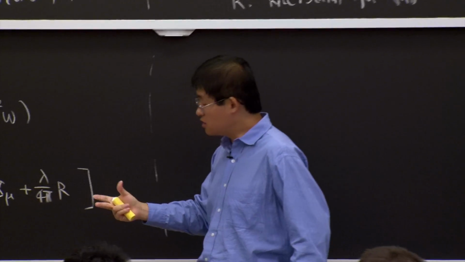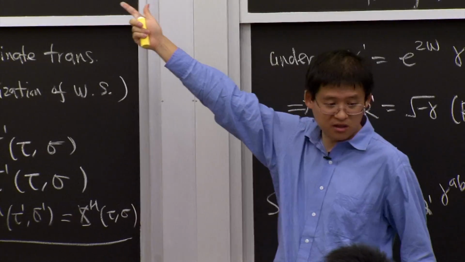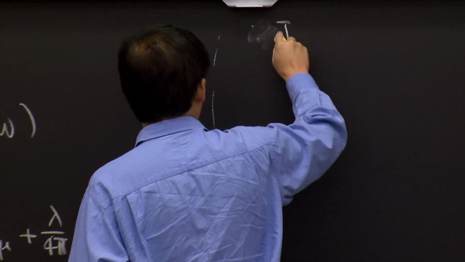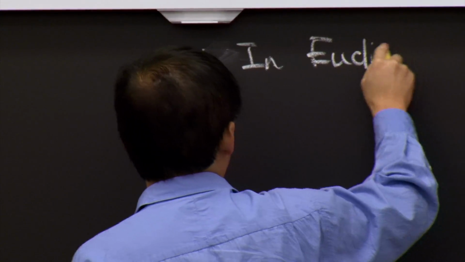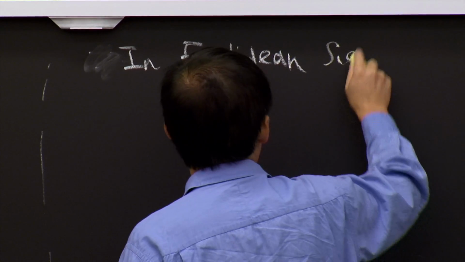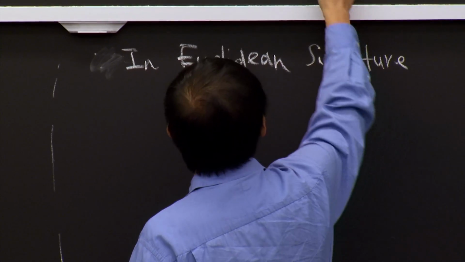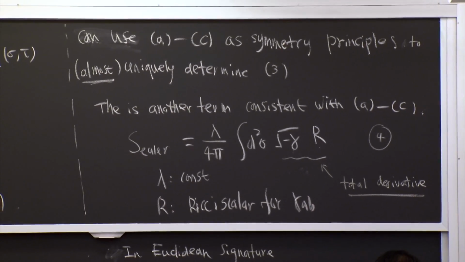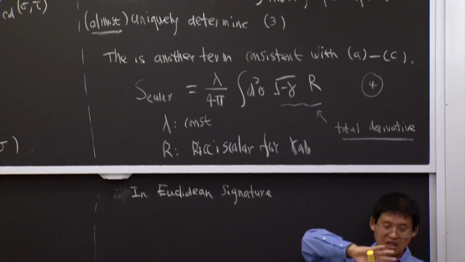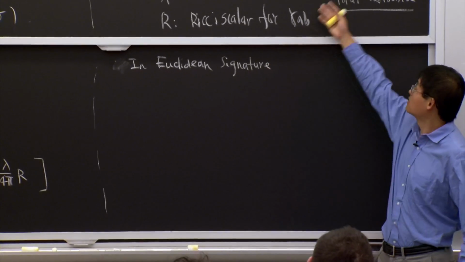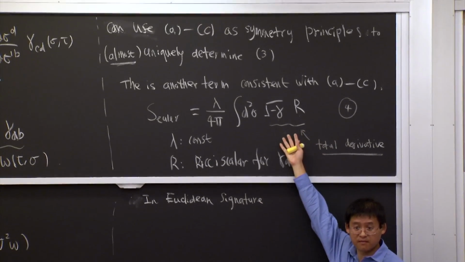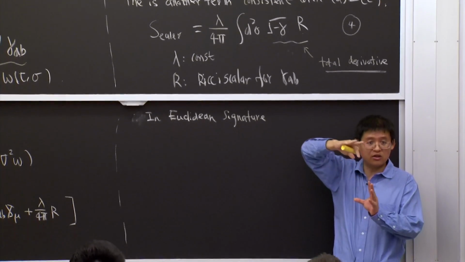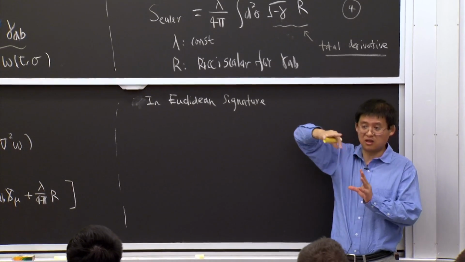Because when you go to the Euclidean signature, that's the standard way we evaluate the path integral. Saying that this is a total derivative is only a local description. In fact, this is actually a topological term. Locally, you can write it as a total derivative. But if you put it on topologically non-trivial manifolds, then you cannot do it globally.